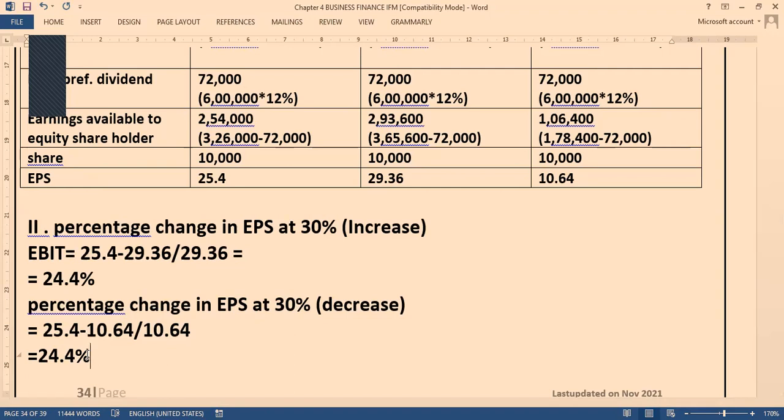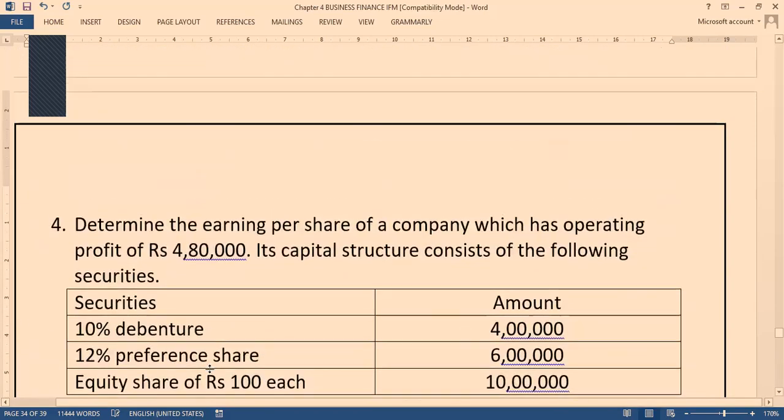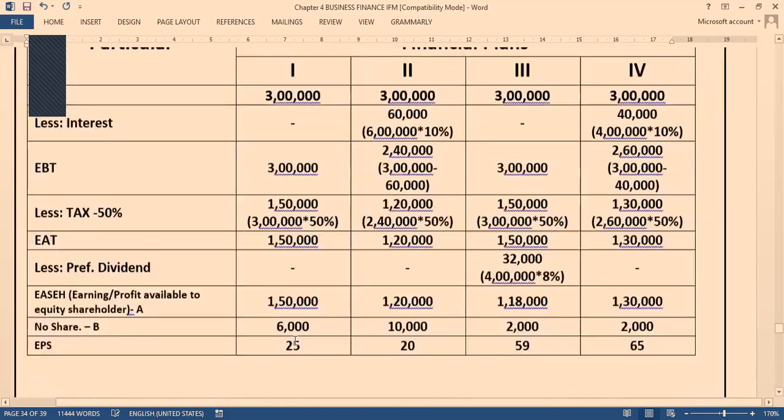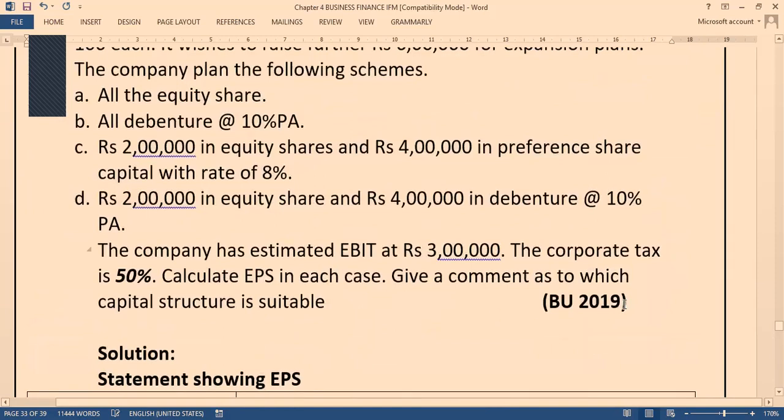If anything is there, let me know through a personal message. You can WhatsApp me, or if you have any doubt, you can call me and we can clarify it so that you understand this question. Most probably you will get a 14-mark question like this in the examination, which I already clearly mentioned. In 2019 they asked the same type of question. Is it clear? Thank you.